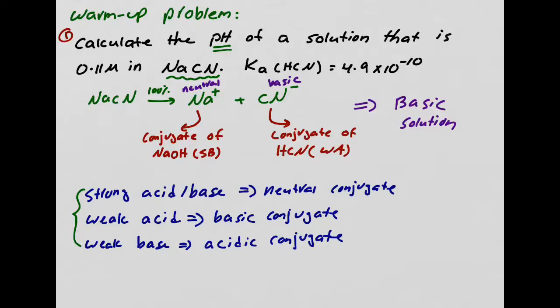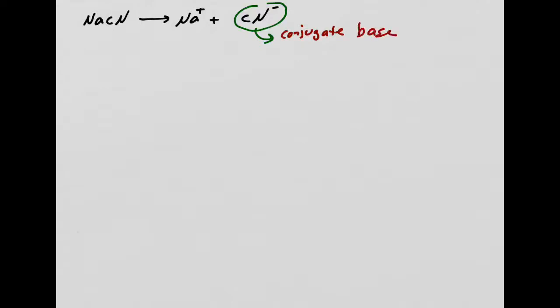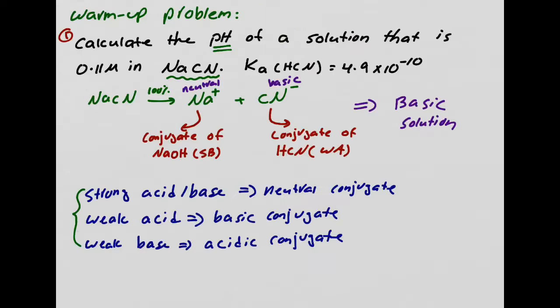So what we predicted was that this is going to be a basic solution. Now let's do the math to make sure the math actually backs that up. Hopefully it does. So we said that we have NaCN, and NaCN is Na+ and CN-, and Na+ doesn't really do anything, it's neutral, but what we really care about is the CN-. Why do we care about the CN-? Because this is a conjugate base, right? It's a conjugate base because it's the conjugate of a weak acid, which is HCN.